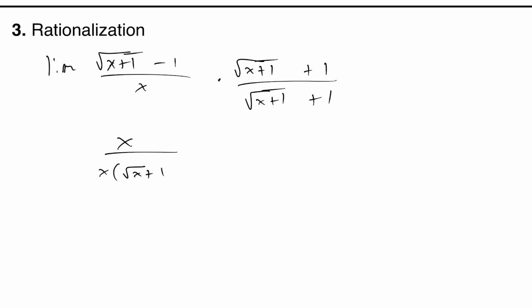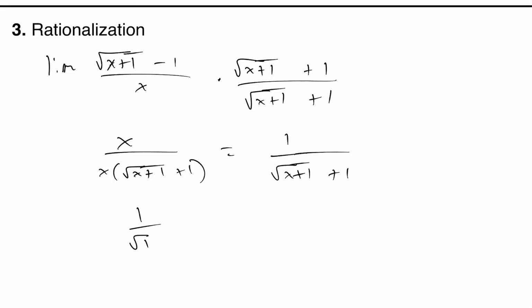And this will give us x over x times root x plus 1 plus 1, which is equal to 1 over root x plus 1 plus 1. And then when we plug in 0 for all the x's, we'll be left with 1 over root 1 plus 1, and that's going to be equal to 1/2. So our limit for this problem is 1/2.